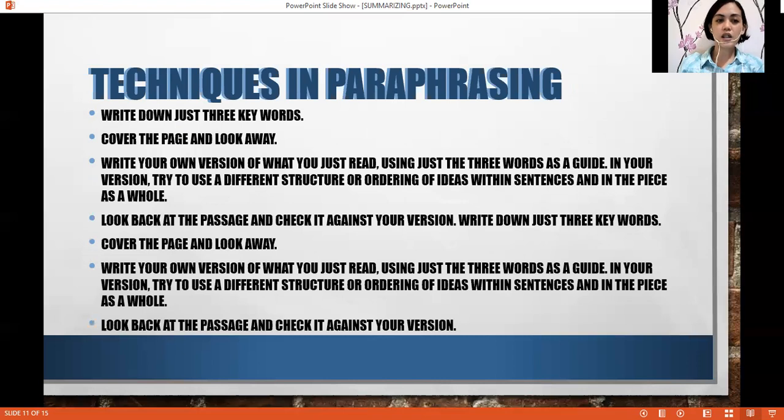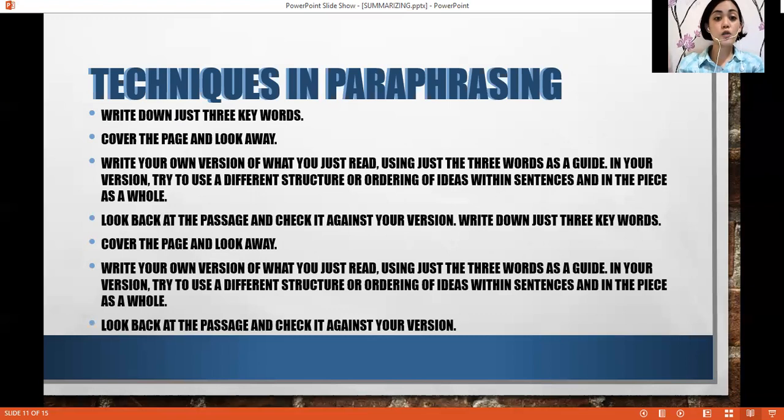First, you need to write down just 3 keywords. Again, we have had our discussion in summarizing. Once you have read the material and you have understood what it is all about, you have to do now the techniques in paraphrasing. It says here that write down just 3 keywords. As you are reading and understanding what you have read, you keep on writing. Make sure that you have your pen and paper or you're working in a computer. But for me, it's more effective if you're going to write it using the pen and paper.